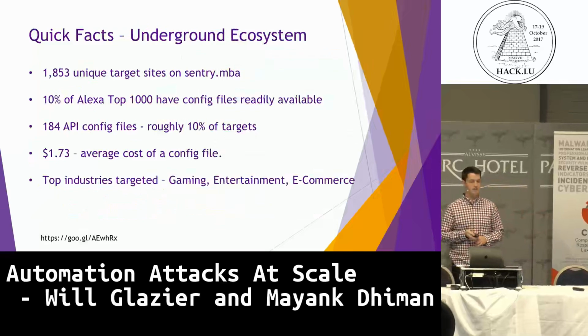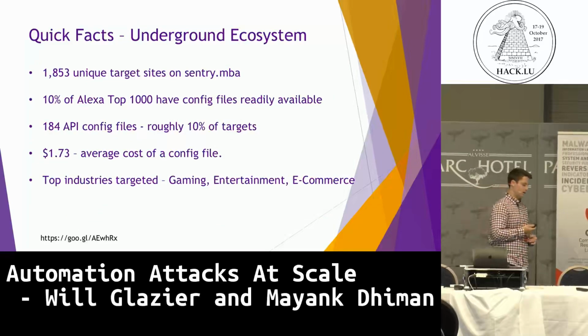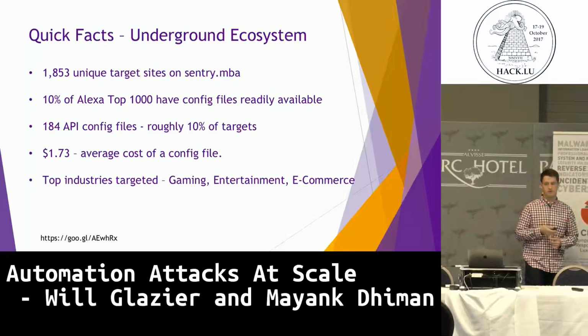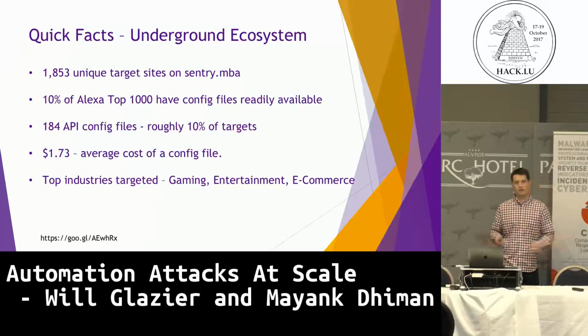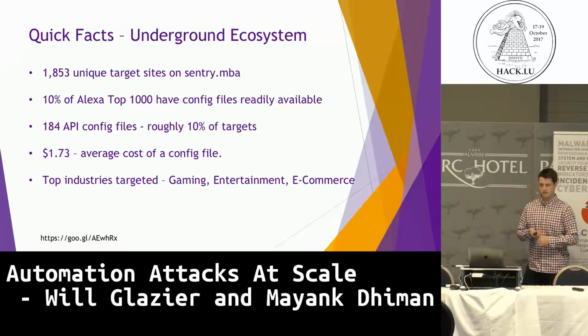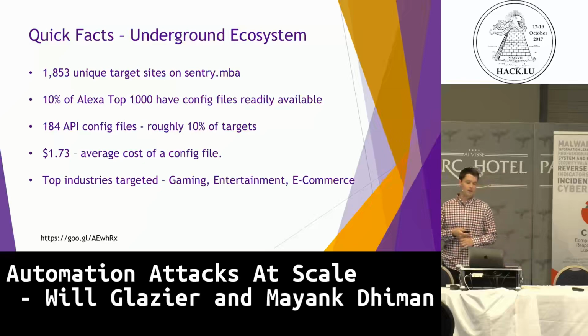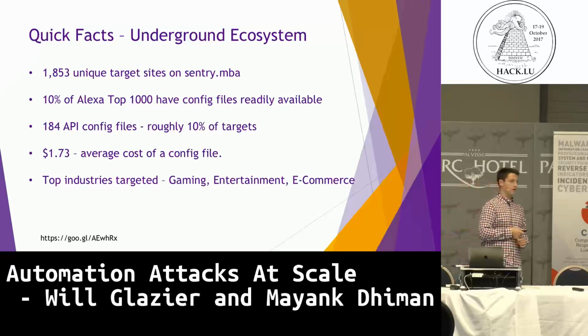Some quick facts about the underground ecosystem. What Mayank and I did is we went to the most popular cracking forum for one of these tools and just scraped all the data and said, who are they attacking? What's out there? We found over 1,800 unique target sites, unique config files. 10% of the Alexa top 1,000 have config files readily available. And again, roughly 10% of those, 184 here, are config files for APIs at those enterprises.